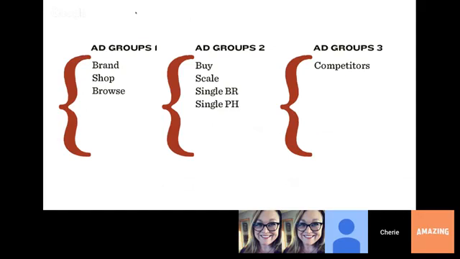Okay. When we're launching a campaign based on what you've taught so far, what's the range of keyword volume you would expect to start with?